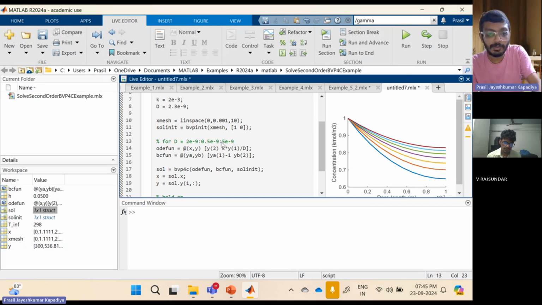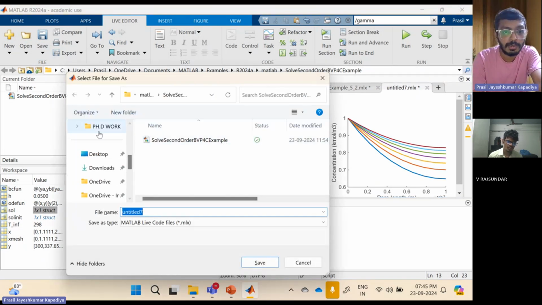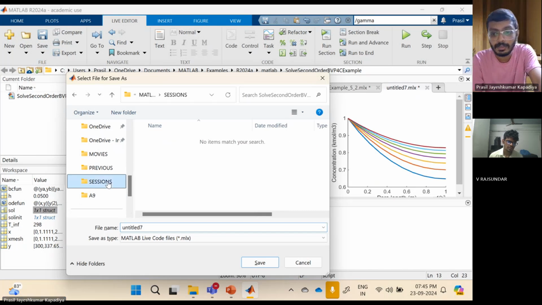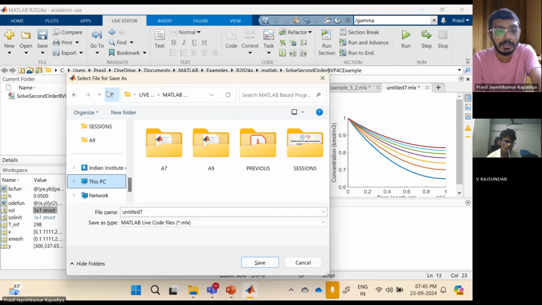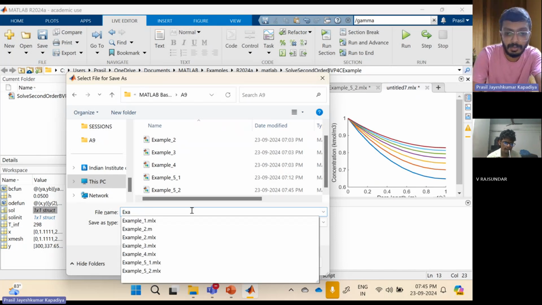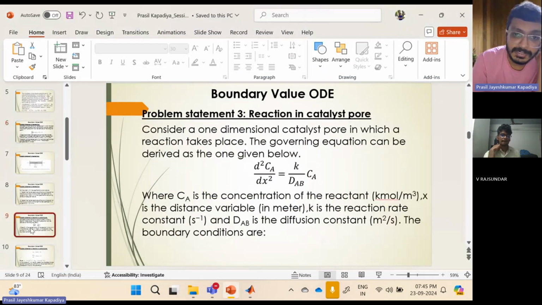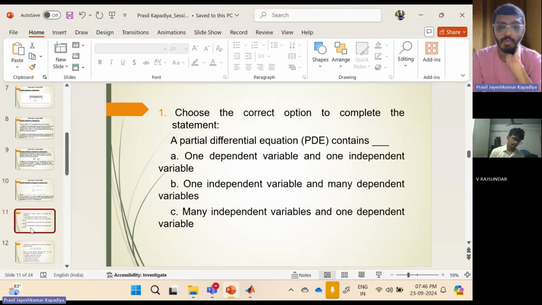Okay, let me save this problem. I have not saved this. So this is our problem number example 6. Now let's move ahead with partial differential equations. In today's class we are running out of time; we have only 15 minutes left.